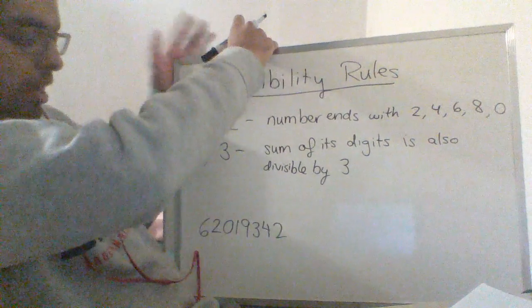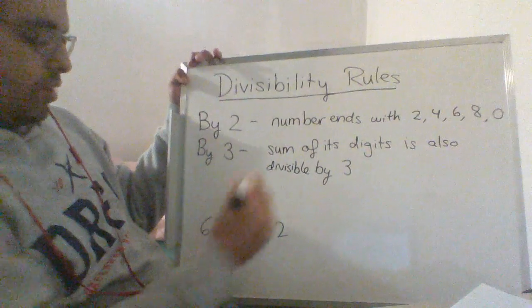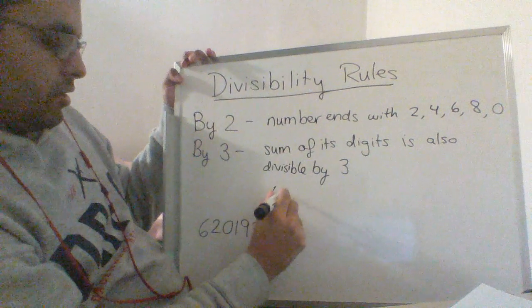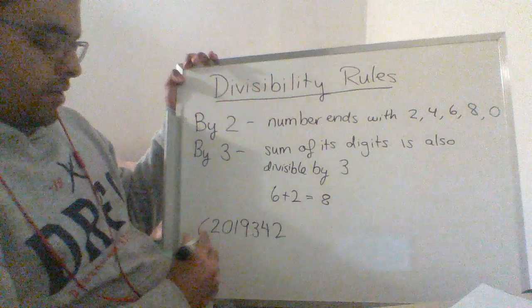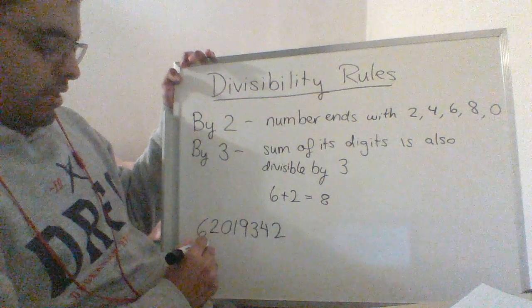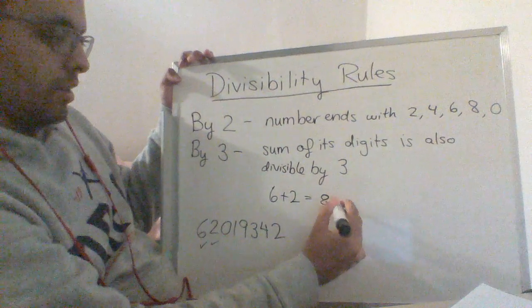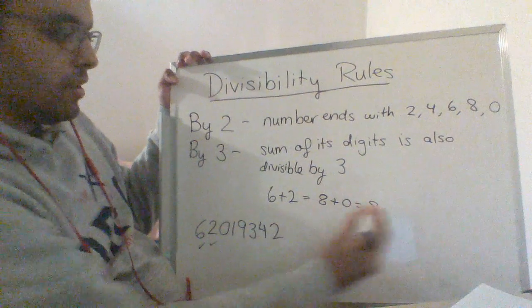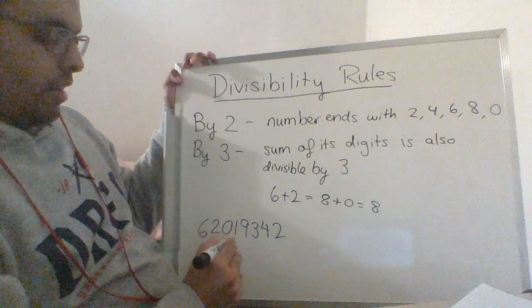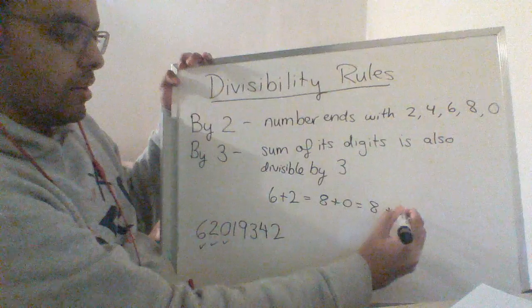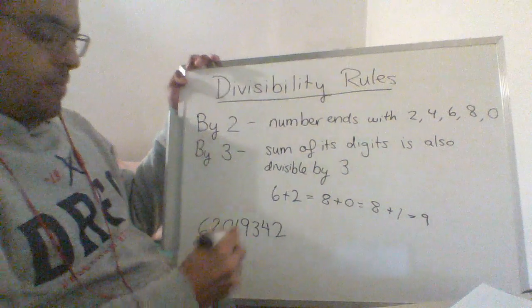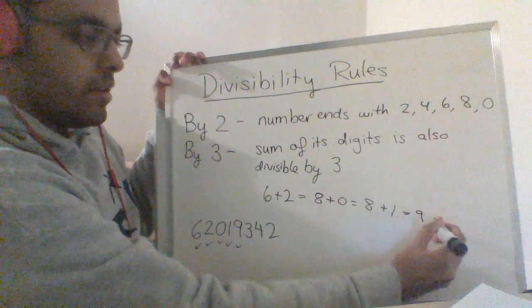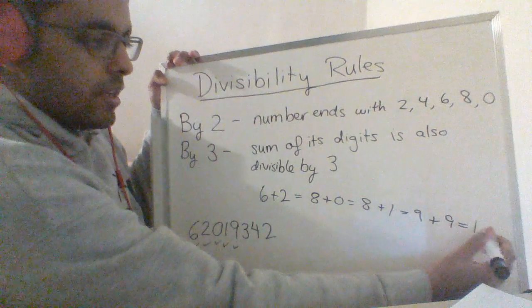So we start with 6 plus 2. 6 plus 2 is 8, right? So that's taking care of the 6 and the 2. Then we add on a 0, so that's still 8. Now we've taken care of those first 3. Then we add on a 1, which equals 9. And we add on a 9. 9 plus 9 is 18.